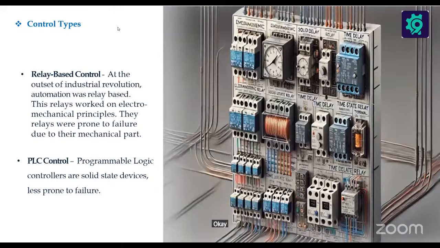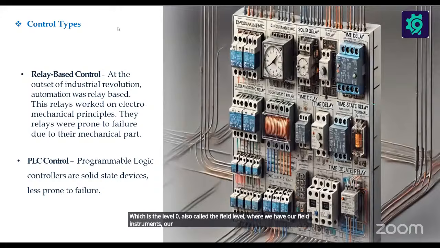Okay, good evening, everyone. Good evening, Michael. Thank you very much for this opportunity. Starting from the first level, which is level 0, also called the field level, where we have our field instruments, our sensors, the transmitters, the gauges, and the rest. Then that's the field level.